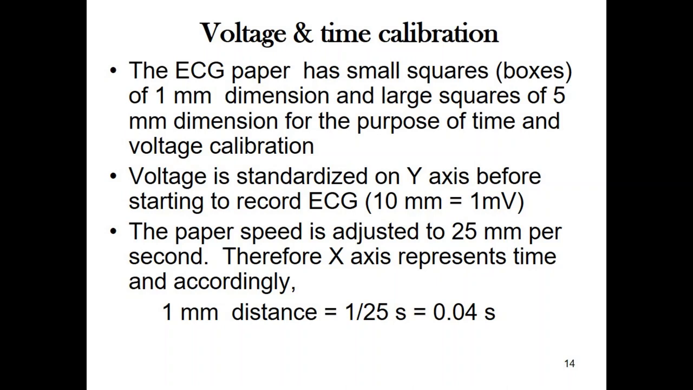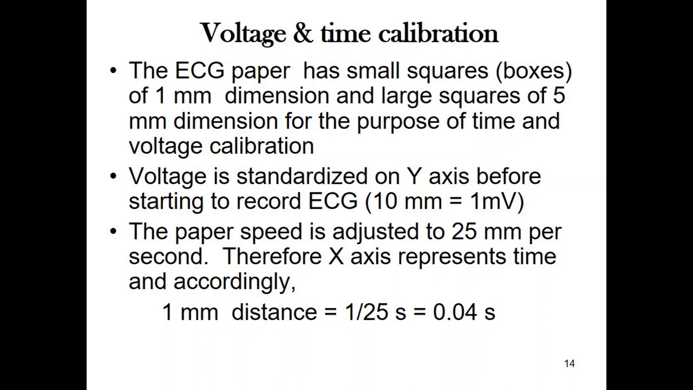Voltage is standardized on the y-axis. Before you begin the record, you calibrate in such a way that every 10 millimeter of height is 1 millivolt. That's the magnitude of the potential you record. 1 millivolt of activity is 10 millimeter. That is voltage calibration on the y-axis.